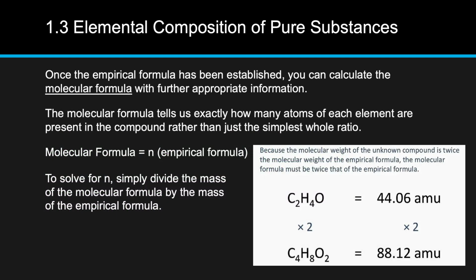Once the empirical formula has been established, you can calculate the molecular formula if you're given the right information. The molecular formula is going to tell us exactly how many atoms of each element we have in our compound, rather than just the simplest whole ratio. So when we're solving for a molecular formula, you need the empirical formula mass and the molecular formula mass, and that's going to give us an integer. That integer is what we multiply by the empirical formula to get our molecular formula.